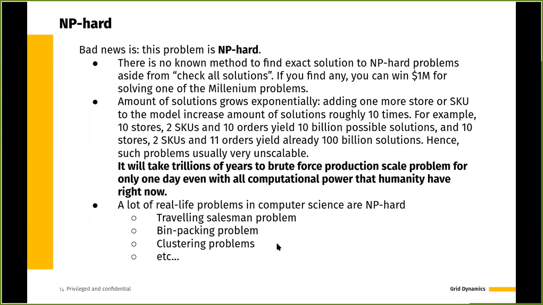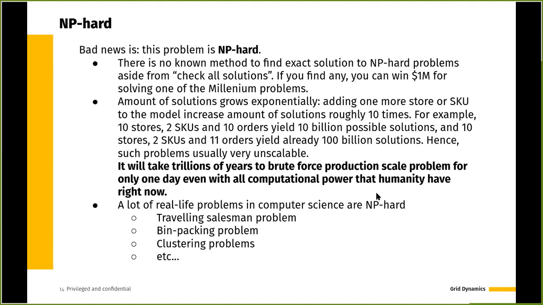The reason it's so hard to solve is that the number of such solutions grows exponentially. If we open one more store or add one SKU to our shipments, the number of possible solutions will increase roughly 10 times. Already for toy problems, for example, if you have 10 stores, just 2 SKUs and 11 orders per day, you already have like 100 billion solutions. Just to brute force all of them, you'll need several hours even on your laptop. But if you try to brute force the production-scale sourcing problem, it will take trillions of years, even with the greatest computers that humanity has.